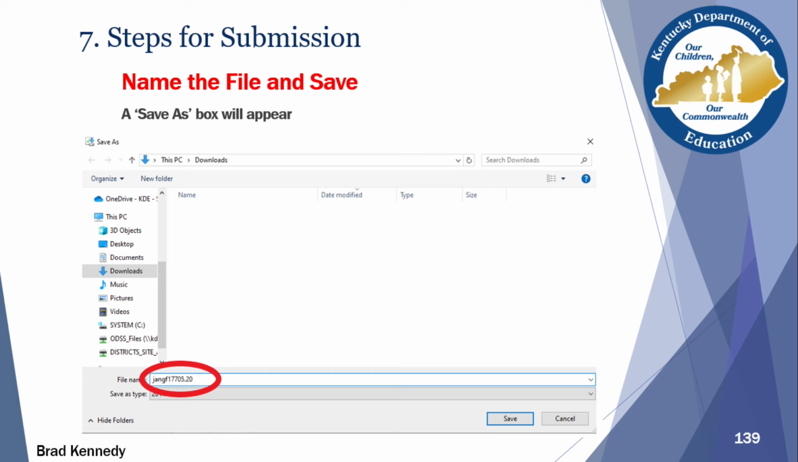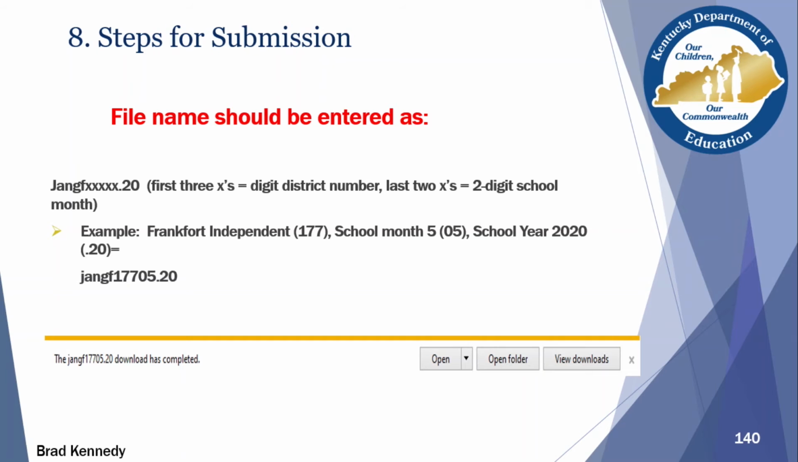So in this case, we've got JANGF, the school district number is 177, the month chosen was the 5th month because it had the most attendance days, so you see the 05, and then we've got .20 for the school year ending 2020. Again, there's an explanation of why the file is named as it is. This example was Frankfurt Independent School Month 5, school year ending 2020. And it shows you that the download had completed successfully.